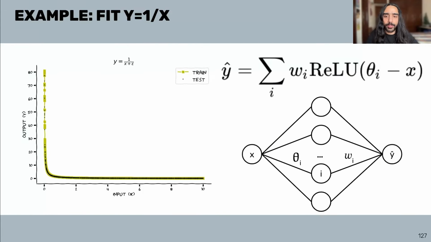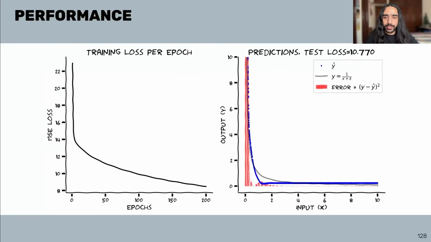Let's look at how our model performs in learning the y equal to 1 by x plus epsilon function. With the training loss, we see that our model learns, but on the testing set, we see that the model does not perform that well. The errors are the highest between the values of 0 to 1.